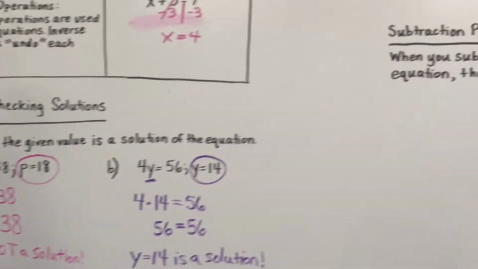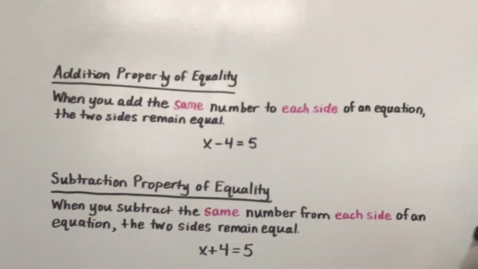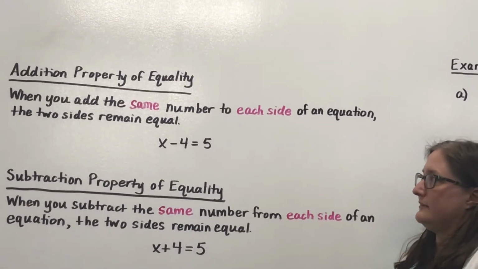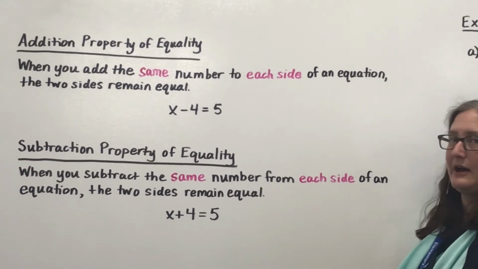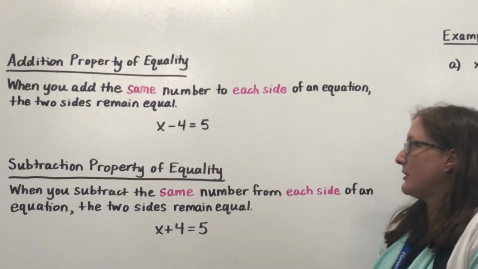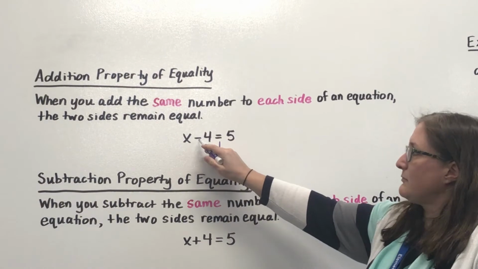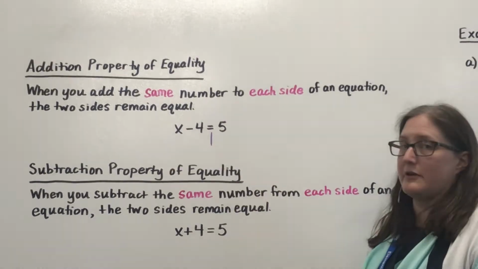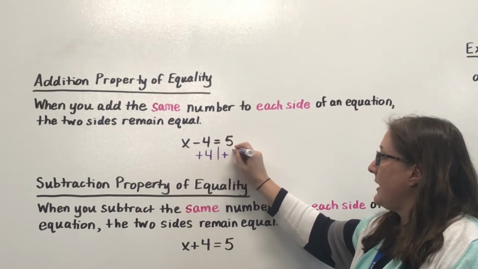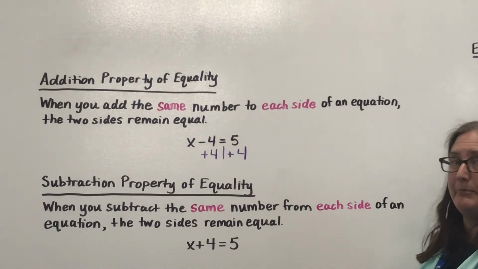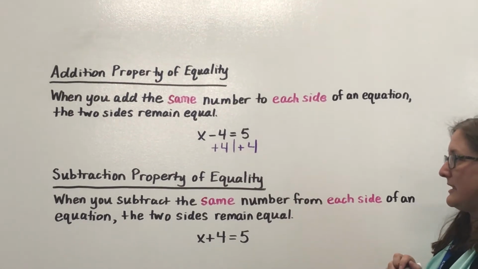All right, so let's go back to talking about those inverse operations. The addition property of equality says that when you add the same number to each side of an equation, the two sides remain equal. So if I look at my equation here and I split it kind of down the middle, to get rid of a minus 4, a subtract 4, the opposite would be to add 4. I can do that to both sides of my equation. As long as I do it to both sides, this side and this side, my equation will remain equal.